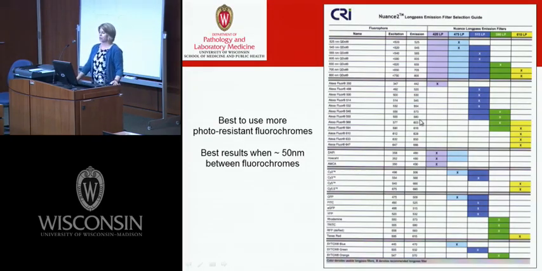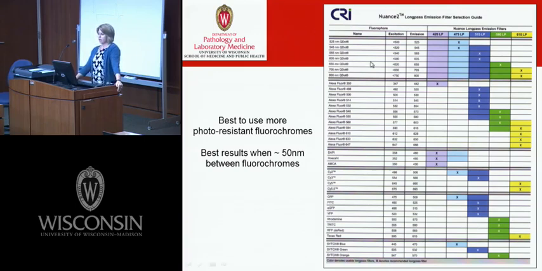So some helpful hints on using fluorophores. Many of those who use them know that it's best to use those that are more photoresistant. And when using multiple in a single tissue section, and you know that you may want to do some image analysis downstream, the best results we have found is if you have at least 50 nanometers between your respective fluors that you're trying to separate.